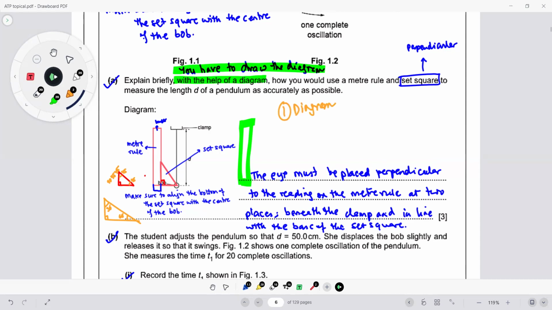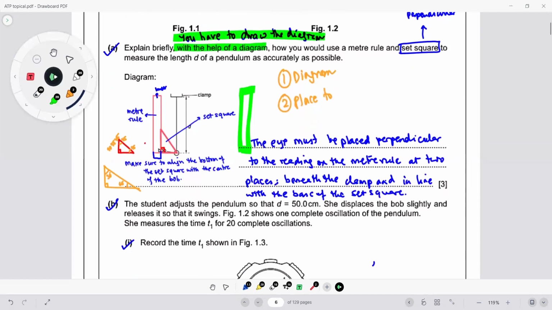Because you are to take readings from the meter rule, you are to place your eye position. So placing your eye position, how to place it, where to place it, mention whether it has to be perpendicular to the scale reading, whether it has not to be at an angle to the reading. Please make sure कि placement का एक mark है, placement of your eye, okay? उसको explain करने का एक mark है.